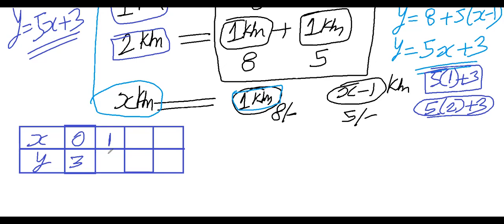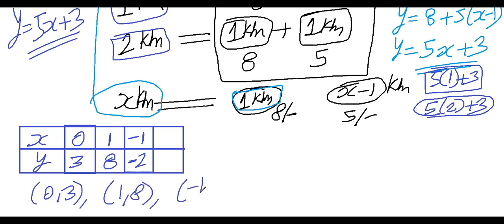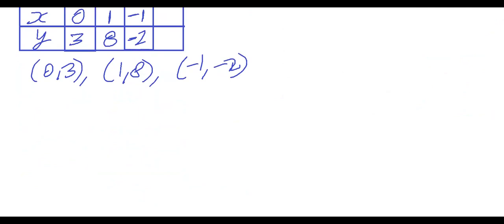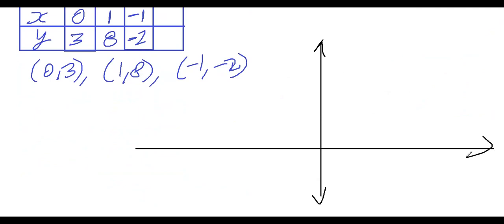When the value of X is 1, what is the value of Y? It will be 8. If the value of X is say -1, what will be the value of Y? It will be -2. So I have got 3 points: one is (0, 3), second is (1, 8), and third is (-1, -2). I can plot this on a coordinate axis. So let me plot that. This is your y-axis and this is your x-axis.